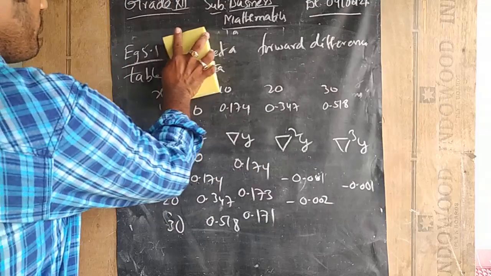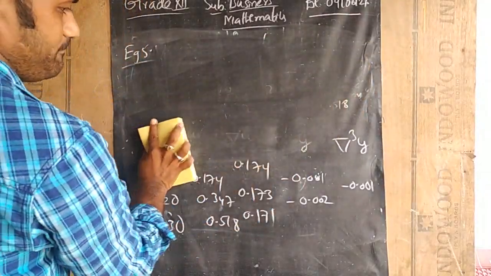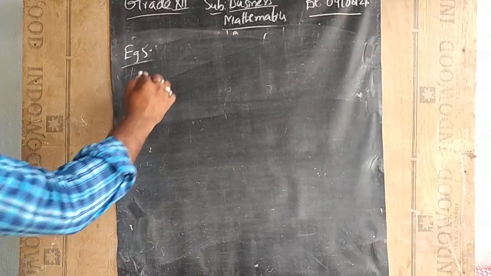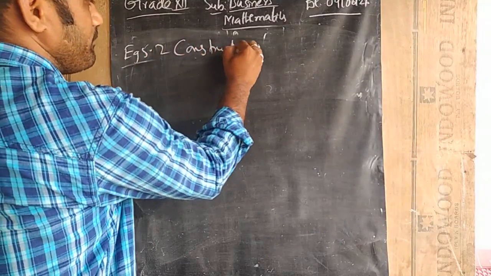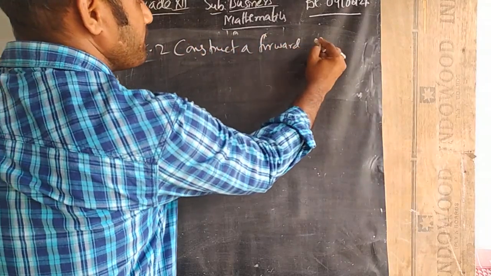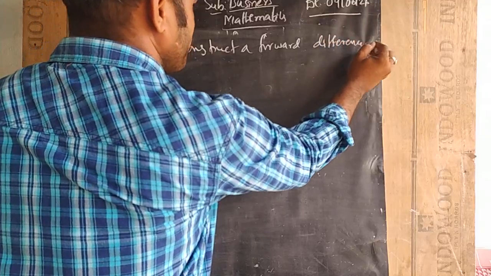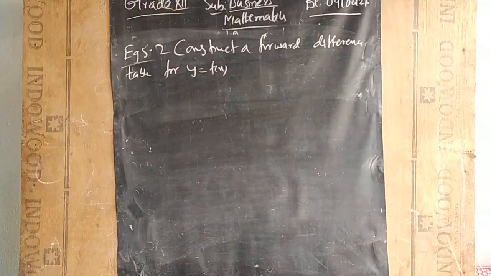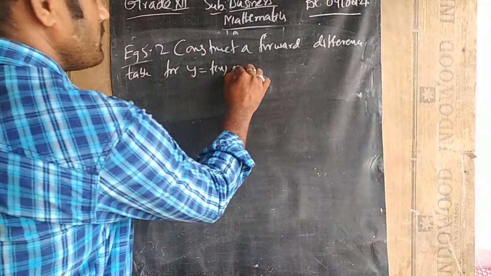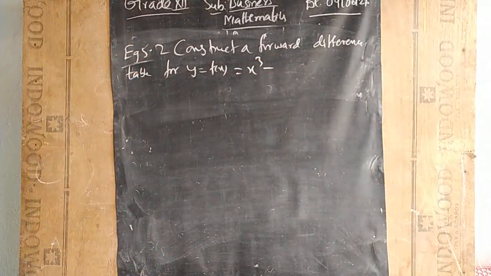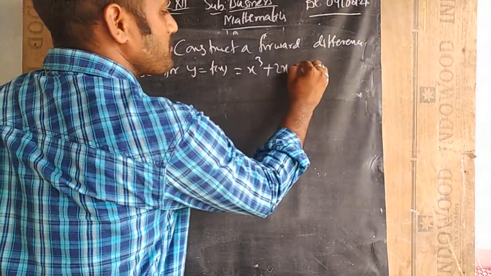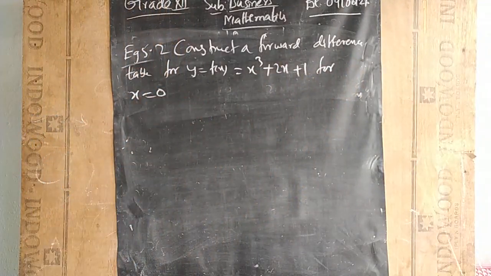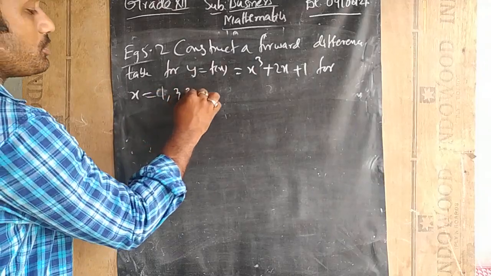Let us take another question, Example 5.2. Construct a forward difference table for y equals f of x equals x cube plus 2x plus 1, for x equals 1, 2, 3, 4, 5.